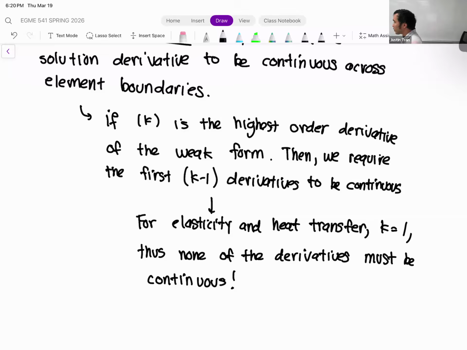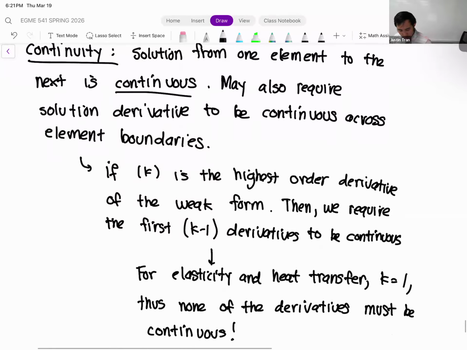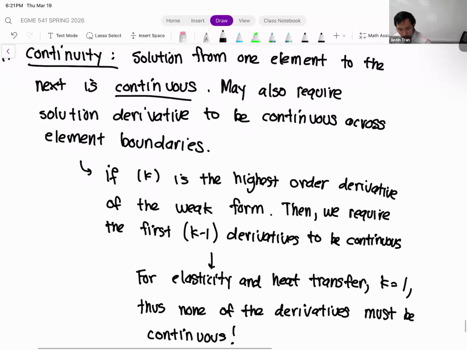Okay, so the only thing we require is that our solutions be the same, or the solutions are continuous. So there's no sharp changes in the solution as we go from element to element for our finite element solution. Okay. All right. Any questions about continuity?